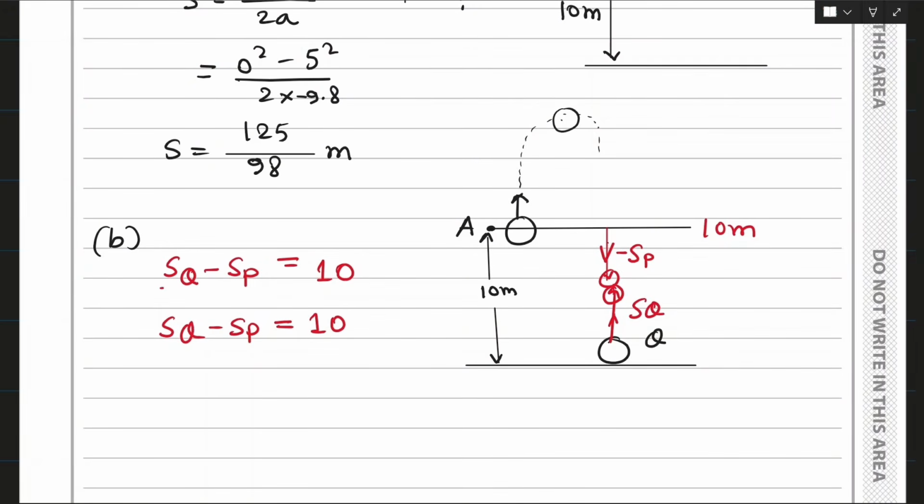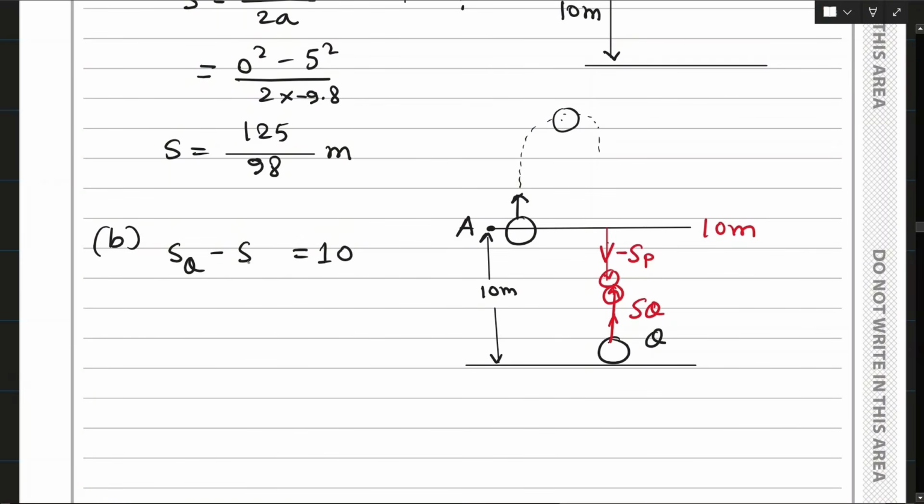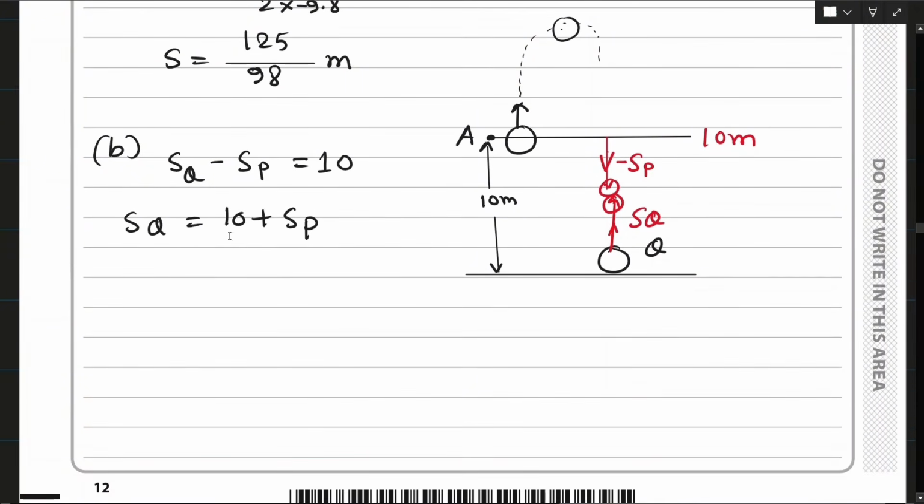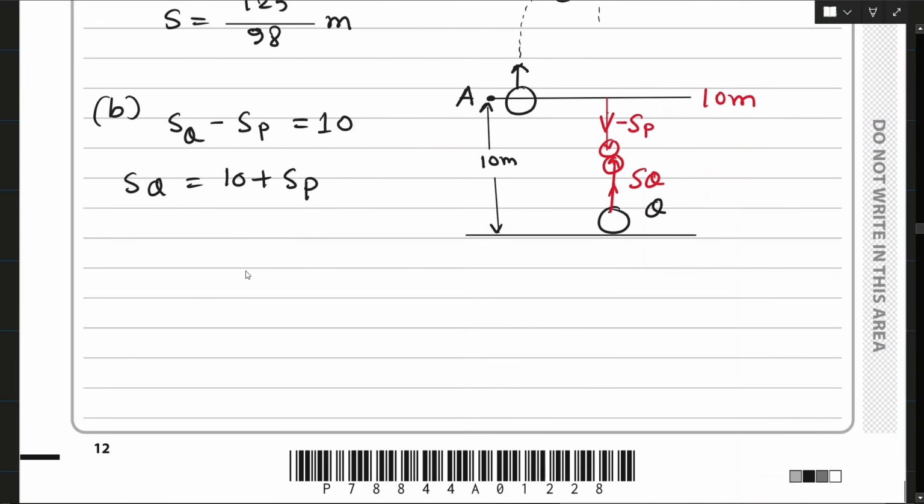So we see that in both cases, wherever our particles collide, the equations are the same. The displacement of particle P and the displacement of particle Q have this relationship. So we can write that SQ is equal to 10 plus SP. Now we just have to find the expressions for SQ and SP, and from that we can find the value of t, the time at which this happens.